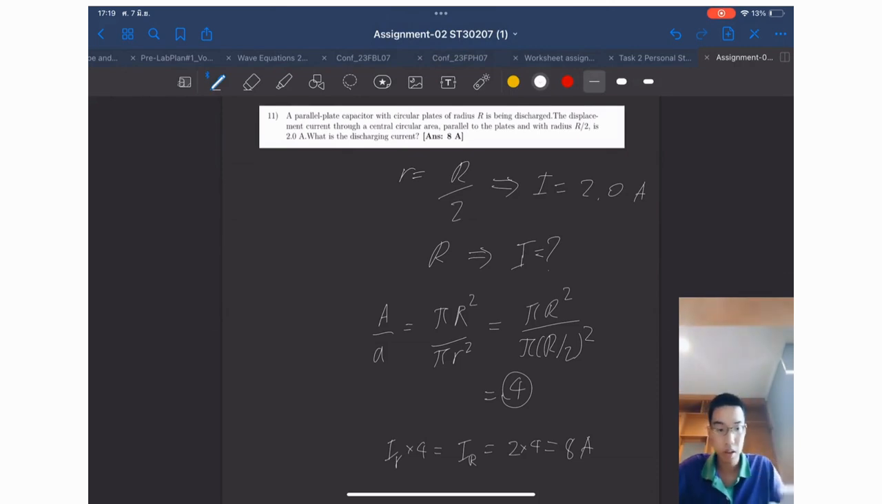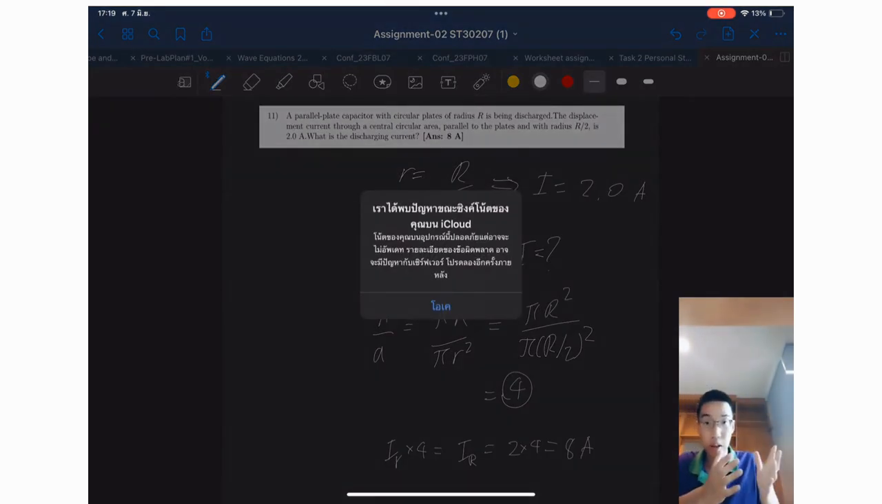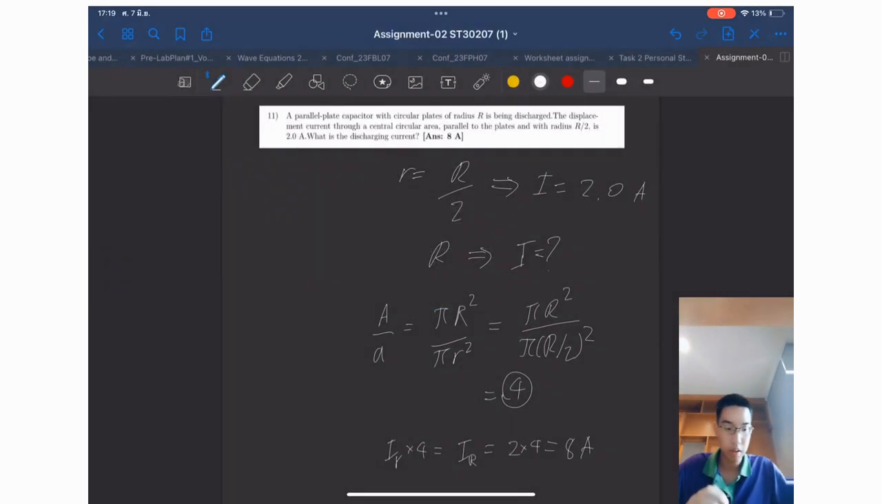This is because the current passes through the plate and is distributed equally. So we just use the proportion of the area to determine how much current passes through the small region compared to the arbitrary one. Thank you.